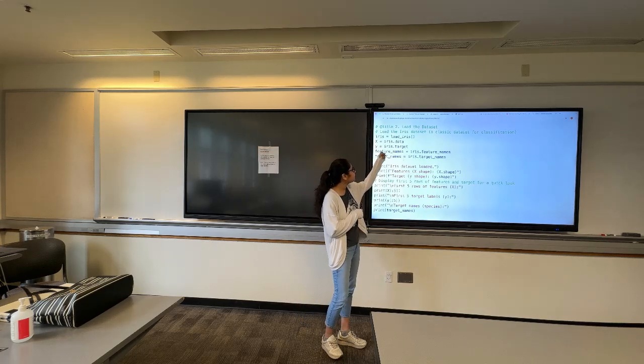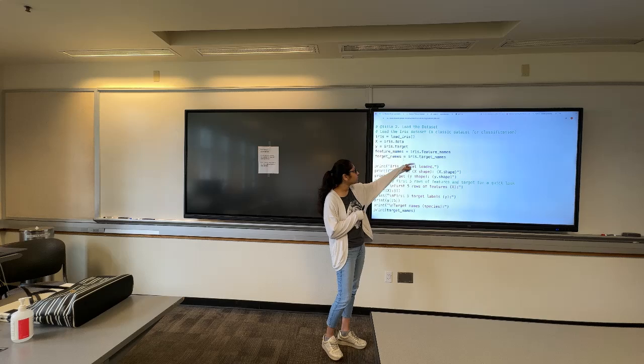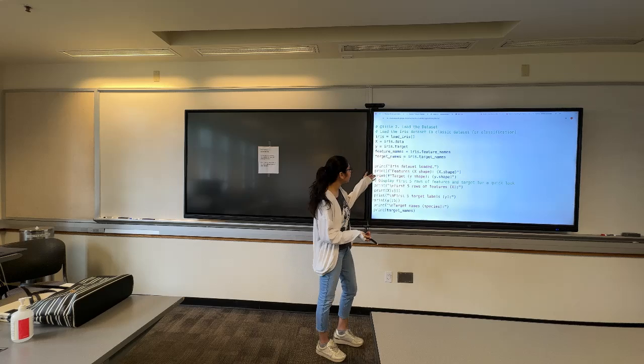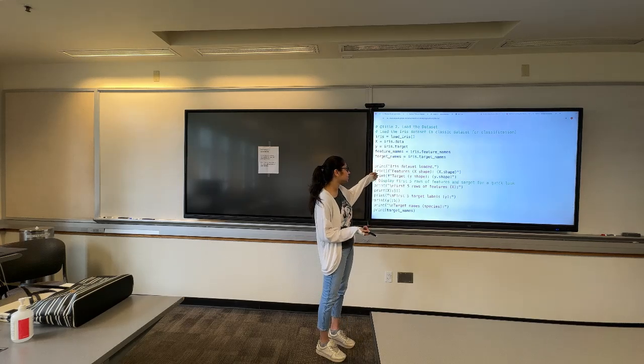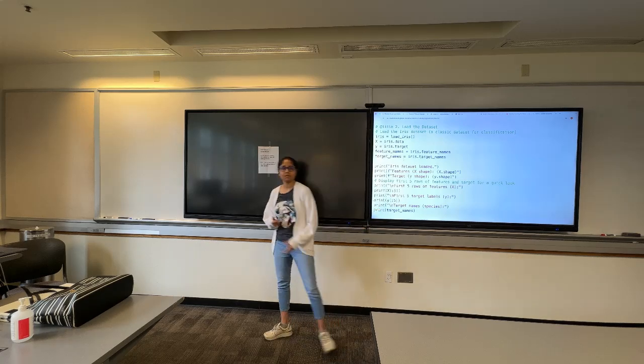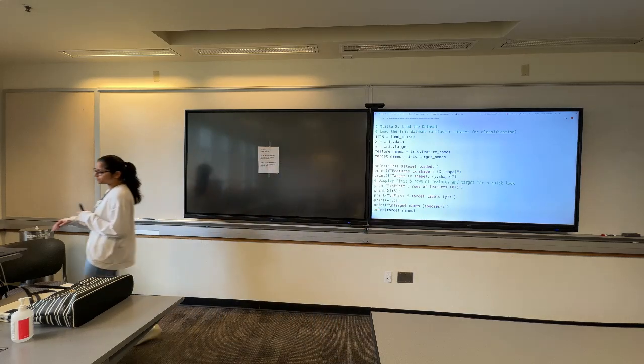In feature names, we can have feature names by doing dot feature names. In target names, we can have dot target names by doing that. Okay, it's going to display: print iris data set, features, target, display first 5 rows, display first 5 target labels, display names, all of it. Let's see how it looks.